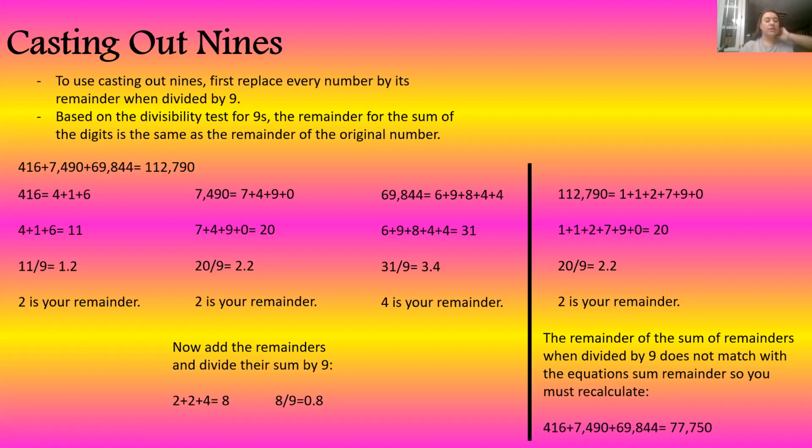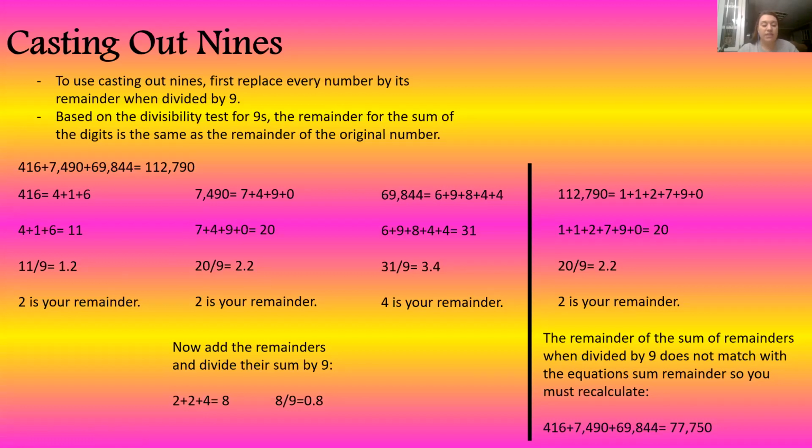So you take 416, you do 4 plus 1 plus 6, which gives you 11, and then you divide 11 by 9, which is 1.2. So 2 is your remainder. And then you do the next number. 7,490 is 7 plus 4 plus 9 plus 0, which gives you 20. 20 divided by 9 equals 2.2. Your remainder is 2. Then you do 69,844. You add your 6 plus 9 plus 8 plus 4 plus 4. It gives you 31. 31 divided by 9 equals 3.4, and 4 is your remainder.